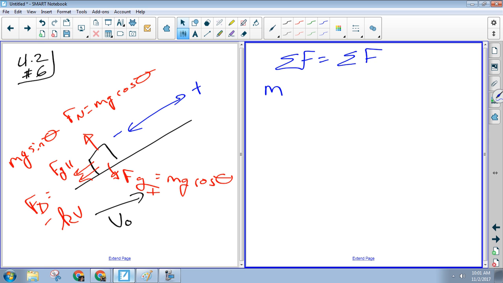Step 2: net force equals ma. So for us, ma equals F_G parallel plus F_D, right? Am I going too fast? Are we good? Okay, so now let's make some substitutions.